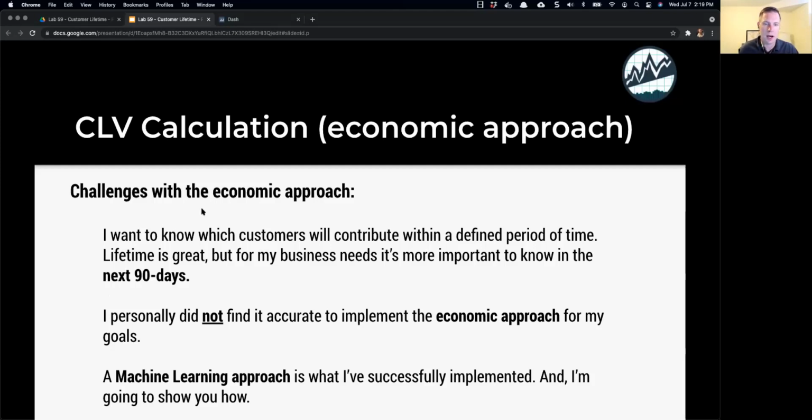The challenge with the econometric approach is that I want to know specifically for my business which customers will contribute within a defined period of time. Lifetime is great, but what I'm normally interested in is the next 90-day period. I want to know quarter by quarter which customers are going to be spending money with us. I personally have not found the econometric approach accurate. I've tried before, and I quickly gave up on it. Rather, I frame it as a machine learning approach, and this is what I've successfully implemented, and what I'm going to teach you today. I'm going to show you how specifically to do some of the things that I do at Business Science.